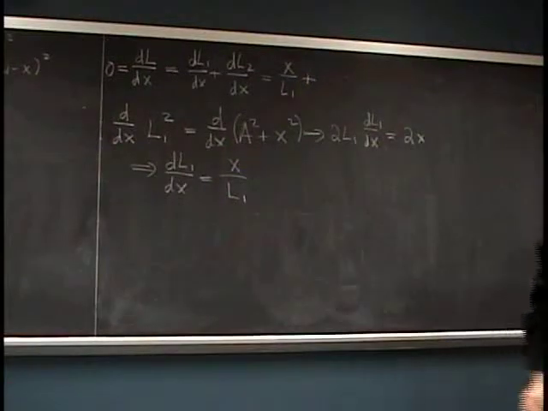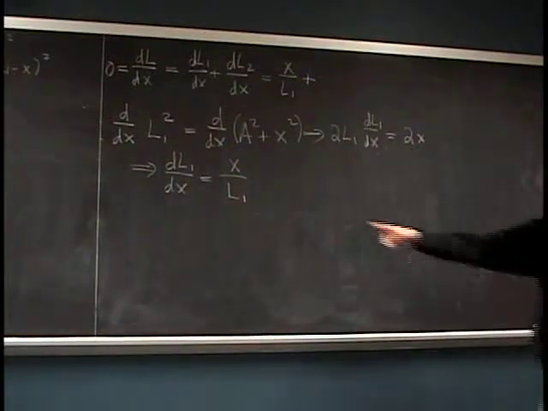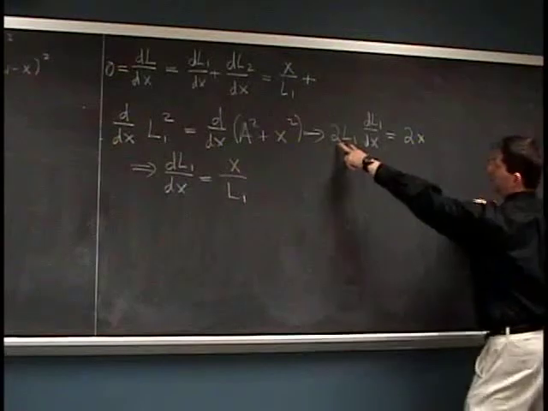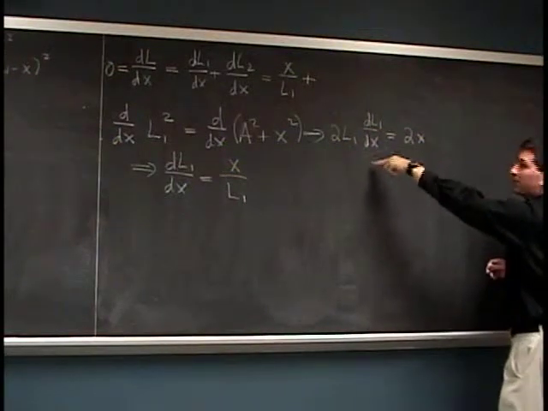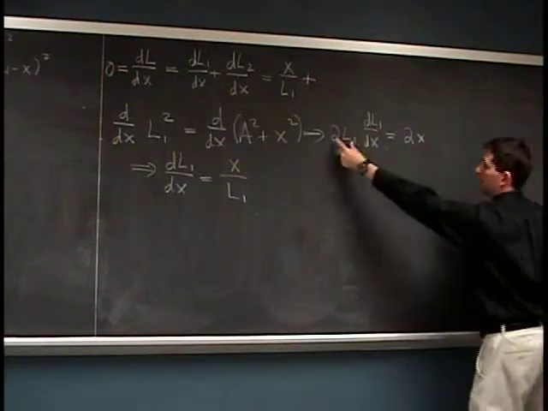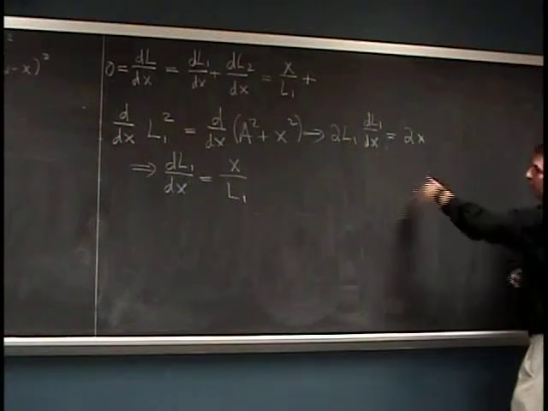How did you get the dL1 over dx? I have 2L1 dL1 dx equals 2x, I divide, and cancel the 2's.